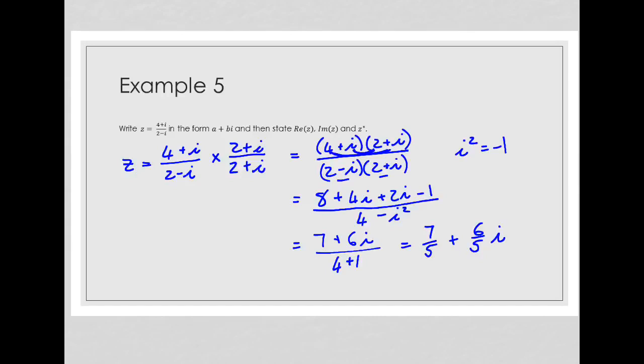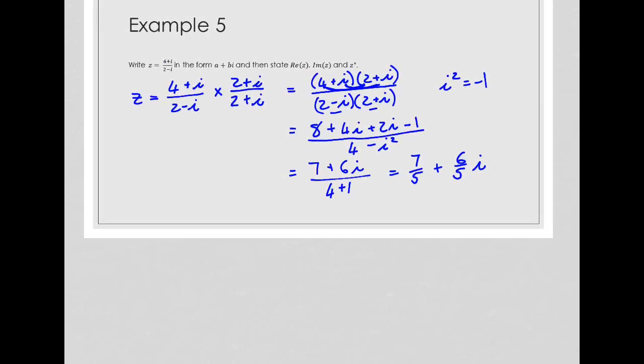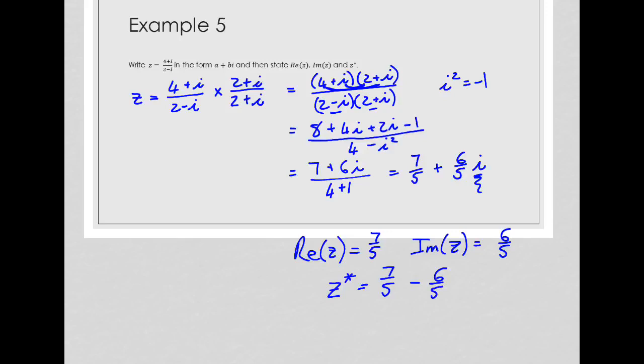So let's see, what is the real part? What is the imaginary part? Let's take it apart. So the real part of this Z is then 7/5. The imaginary part, the Im of Z, is 6/5. So take note that I don't include the i, it's only the coefficient of i. So finally I can rewrite Z star of this whole thing as 7/5 - (6/5)i.